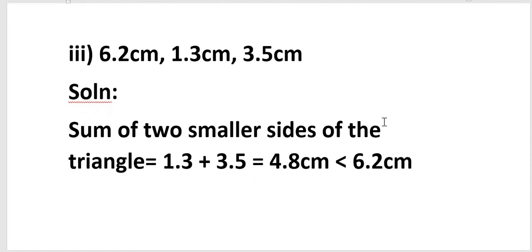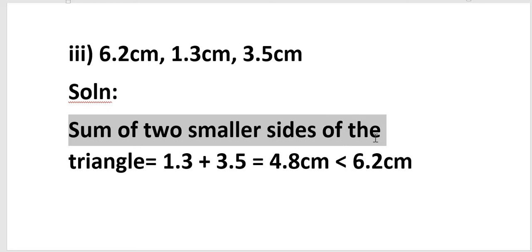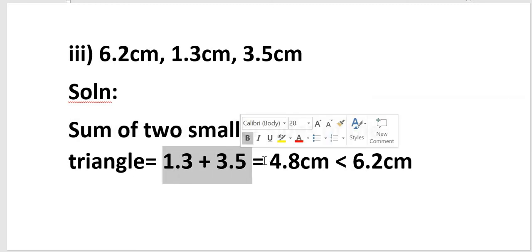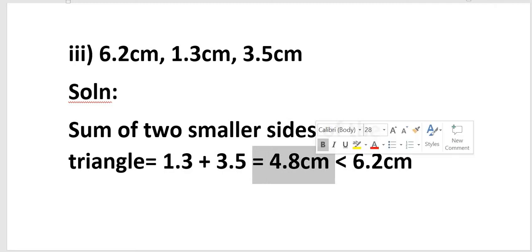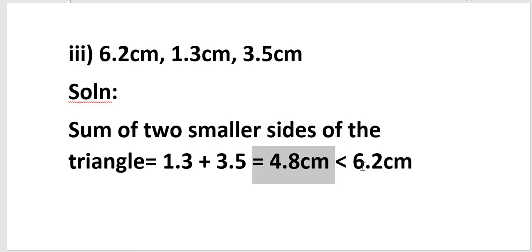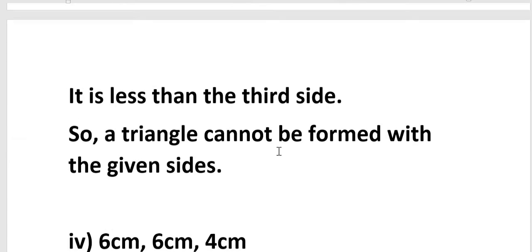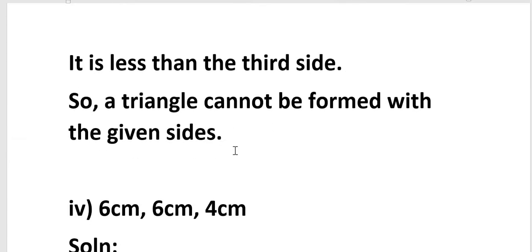Third problem, 6.2 cm, 1.3 cm, 3.5 cm. Find out the sum of two smaller sides of a triangle. 1.3 plus 3.5 is 4.8 cm, which is less than 6.2. That is, it is less than the third side. So a triangle cannot be formed with the given sides.